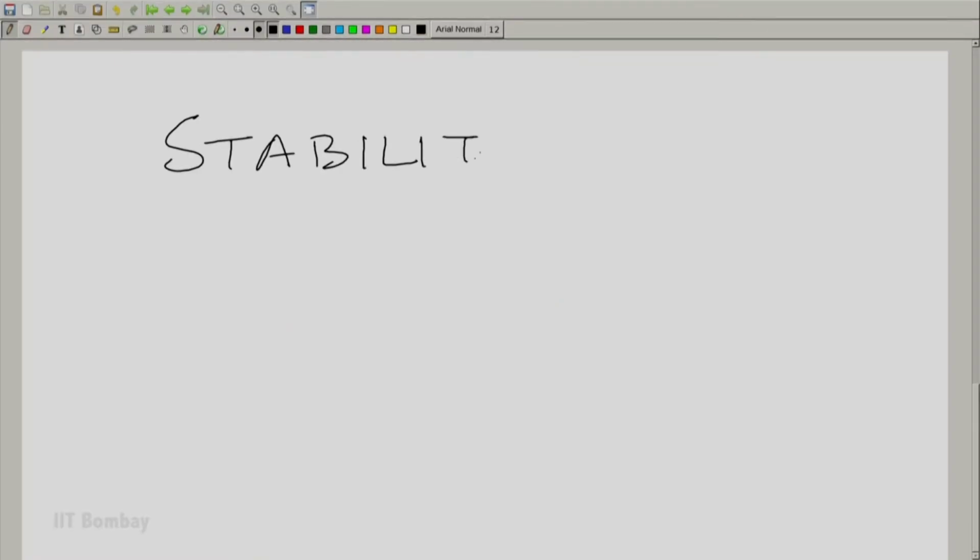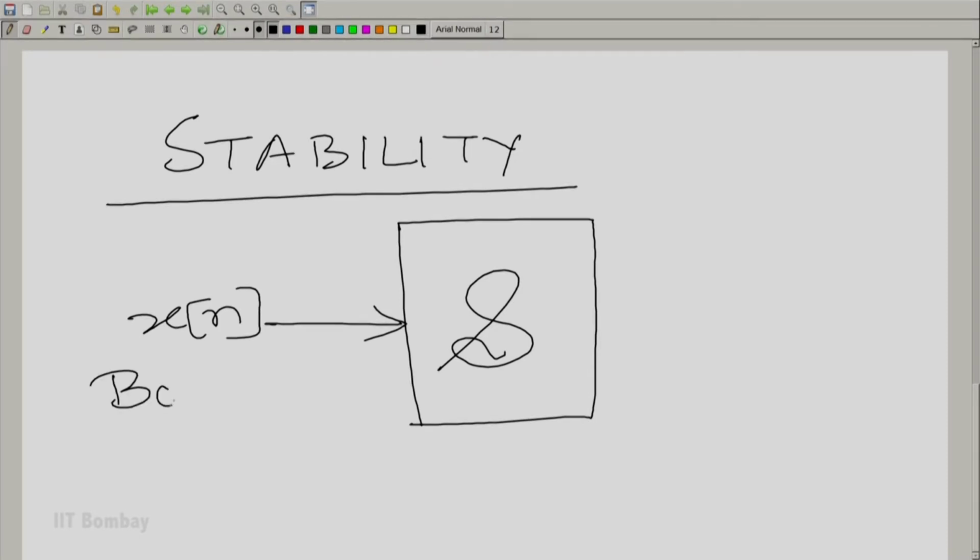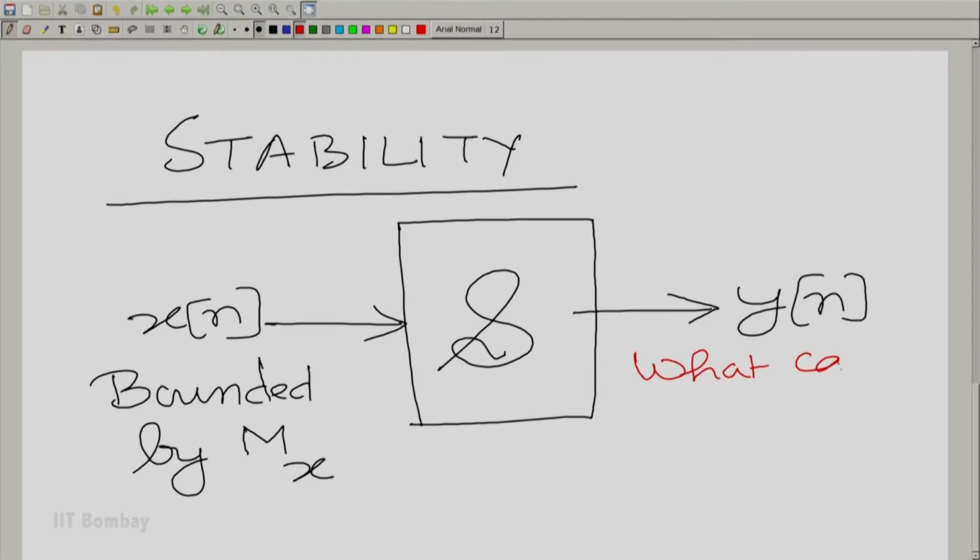Now, we come to stability. So, stability is equally simple. In stability, what you are saying is something very similar to what you said in continuous variable systems. You have this bounded input x[n], and let us say it is bounded by Mx, and you ask what can we say about the output y[n]. Now, what does boundedness mean? Boundedness means that the magnitude of the input at every discrete variable point is less than or equal to the bound which you have given it, namely Mx.